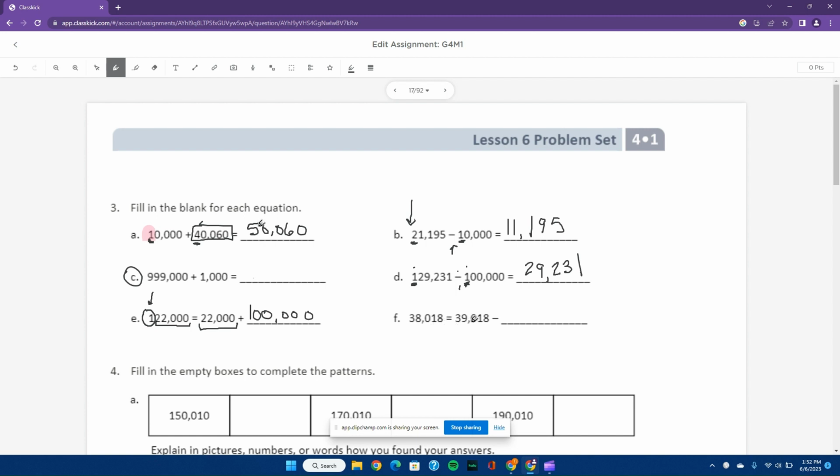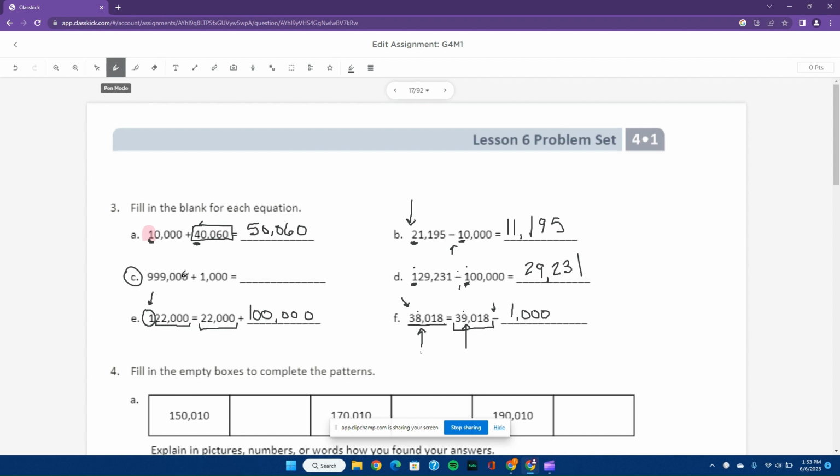All right. In letter F, we have 38,018 is equal to 39,018 minus something. So this number here is actually greater than this number here. I need to take a part away for it to be equal to 38,018. Which digit is different? Well, it's the digit here in my thousands place. There I have an 8. Over here I have a 9. So how do I turn 39,018 into 38,018? I need to make this 9 into an 8, and that would be subtracting off 1 from the thousands place.